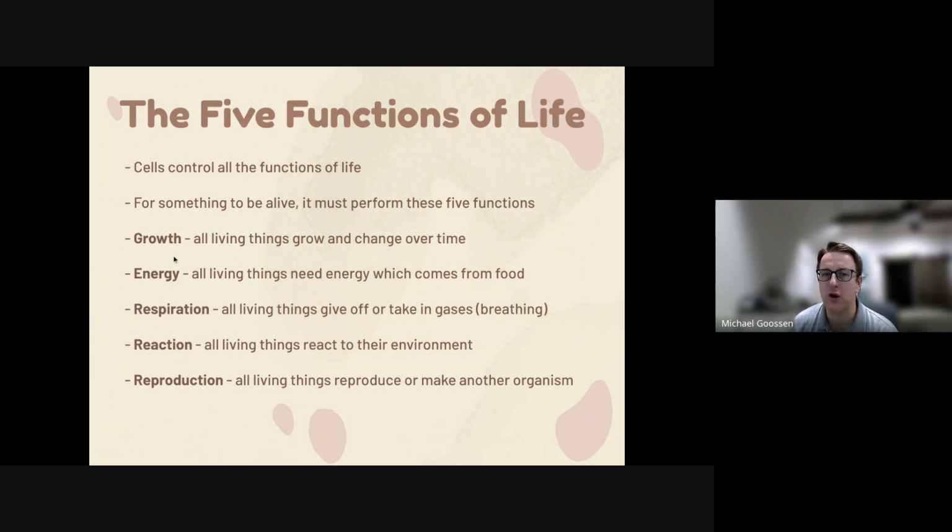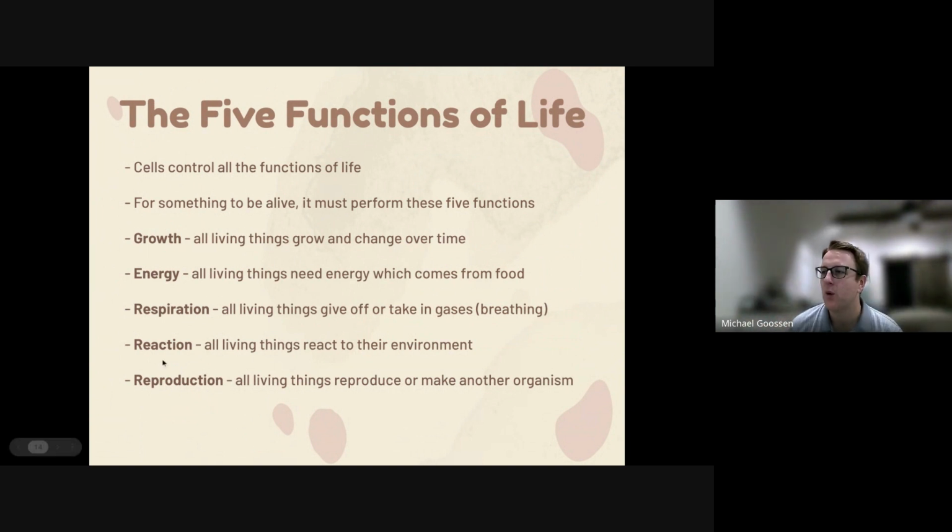Think about how much you've grown and changed, right? Energy, all living things need energy, which comes from food. Then respiration, all living things give off and take in gases. So respiration is a fancy word for breathing. Even plants breathe. They don't have lungs to breathe in, but they put gases into the air. Then they also take gases out of the air. So they do a form of breathing.